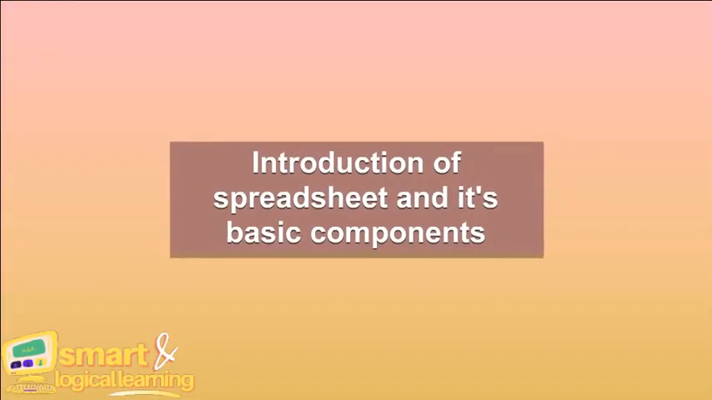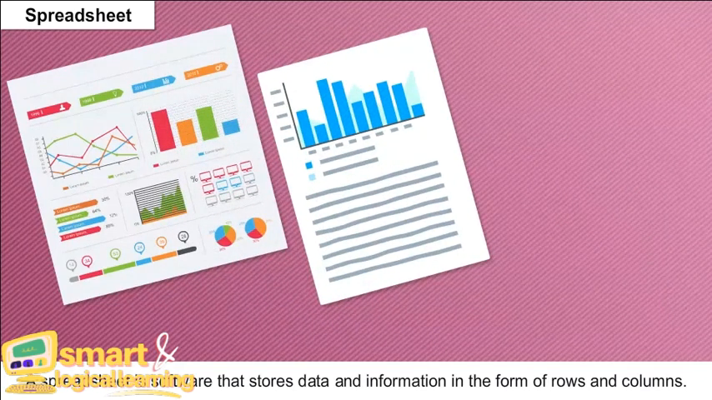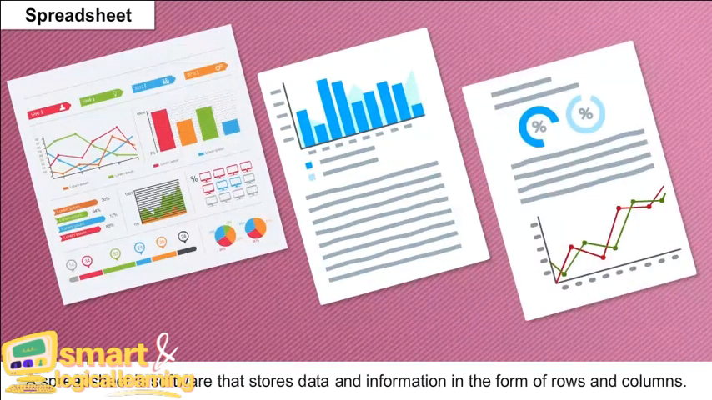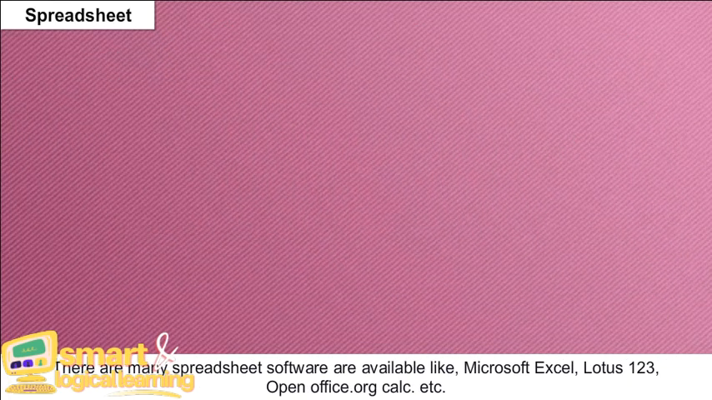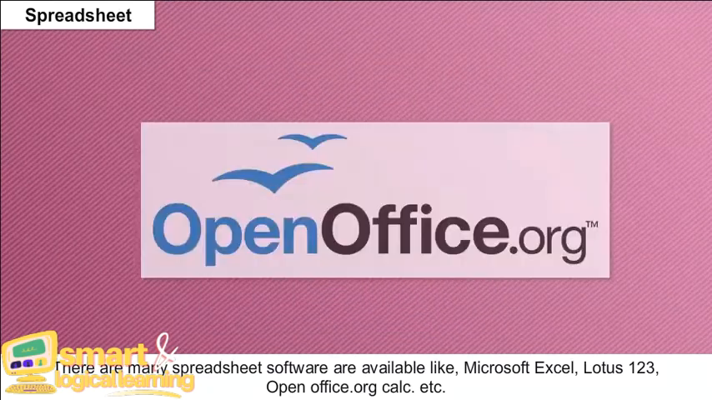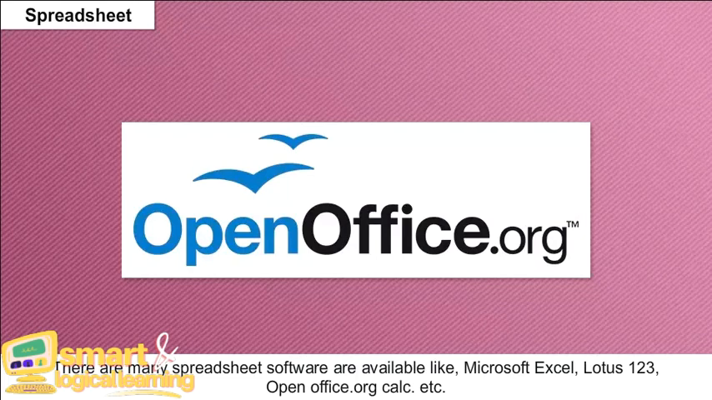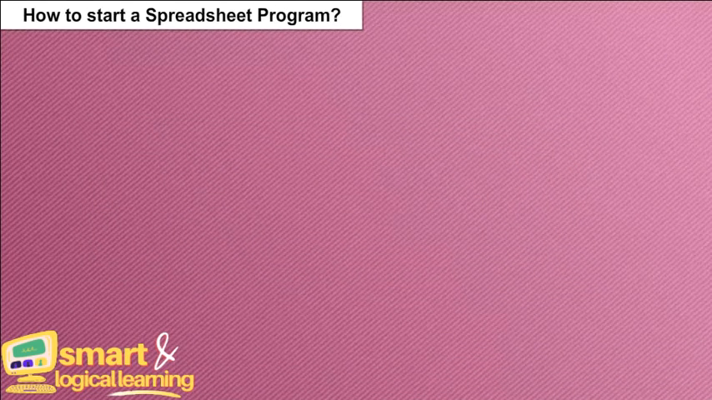Introduction of spreadsheet and its basic components. Spreadsheet. A spreadsheet is a software that stores data and information in the form of rows and columns. There are many spreadsheet software available like Microsoft Excel, Lotus 123, OpenOffice.org Calc, etc. How to start a spreadsheet program?